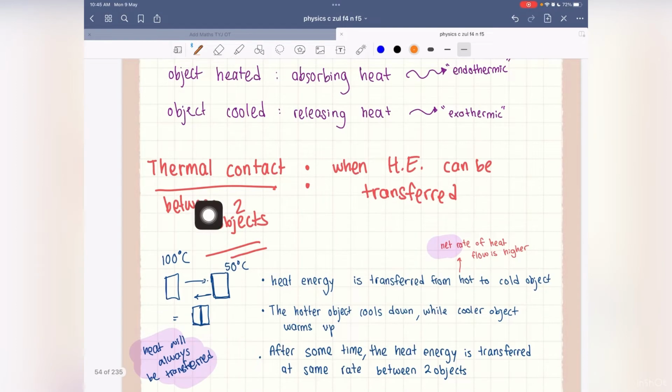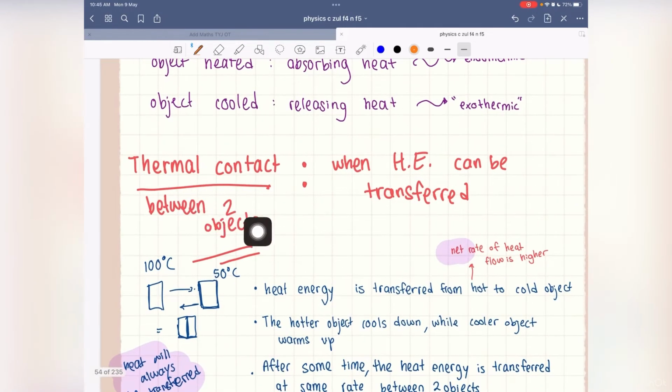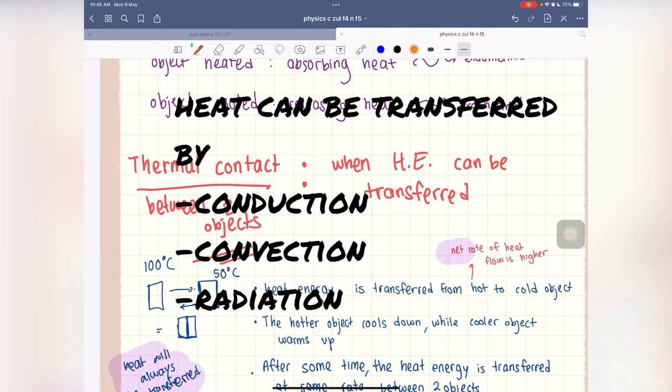Moving on to this part of the chapter, thermal contact between two objects. So what does thermal contact mean? It means when two objects are in contact and heat energy can be transferred. Heat can be transferred in three ways: conduction, convection, and radiation.